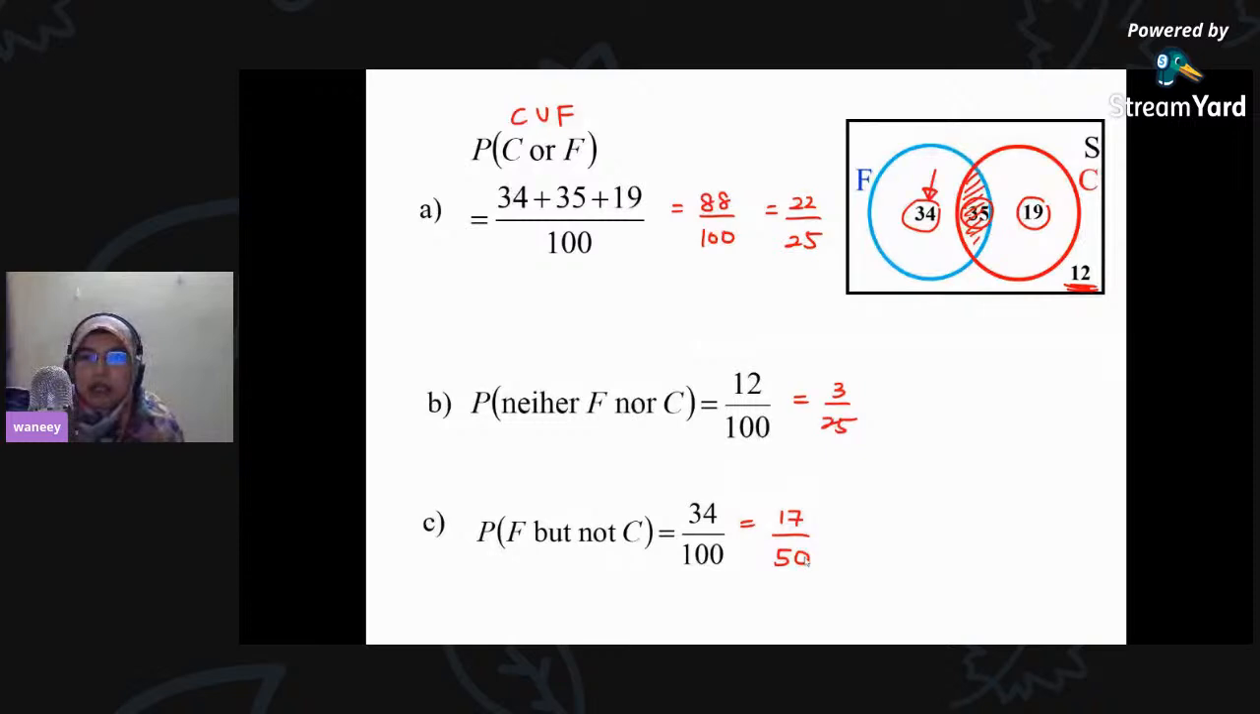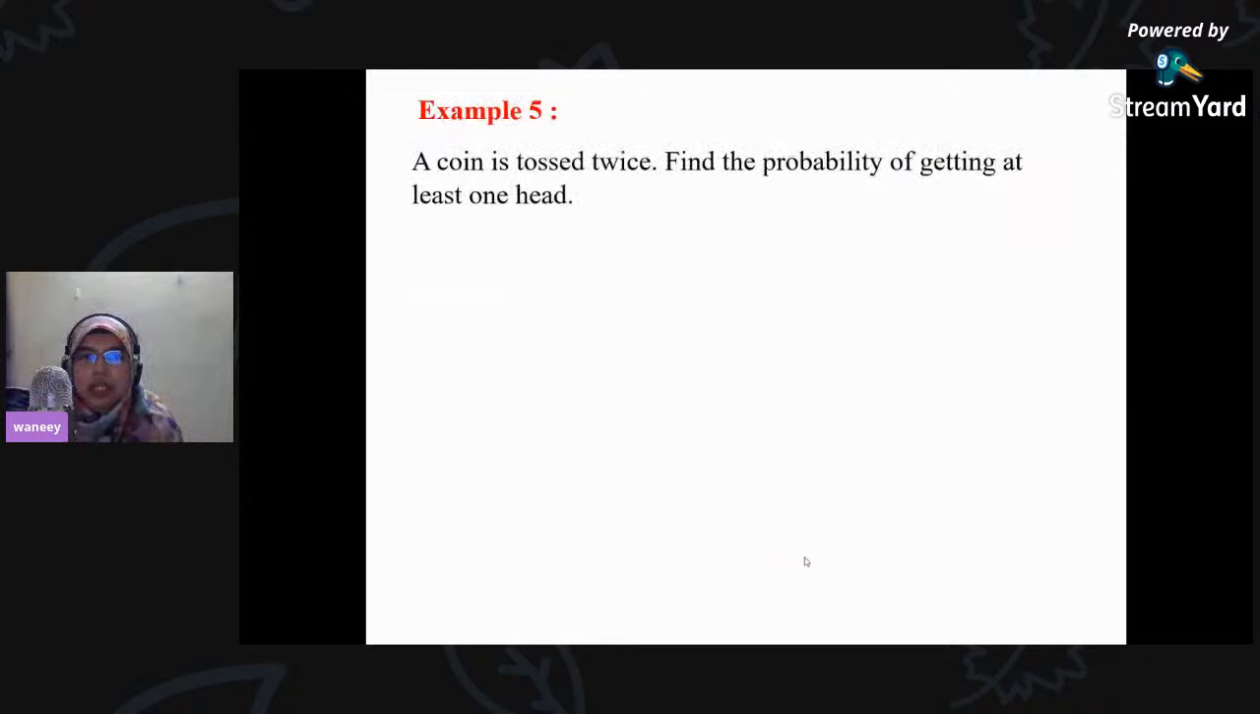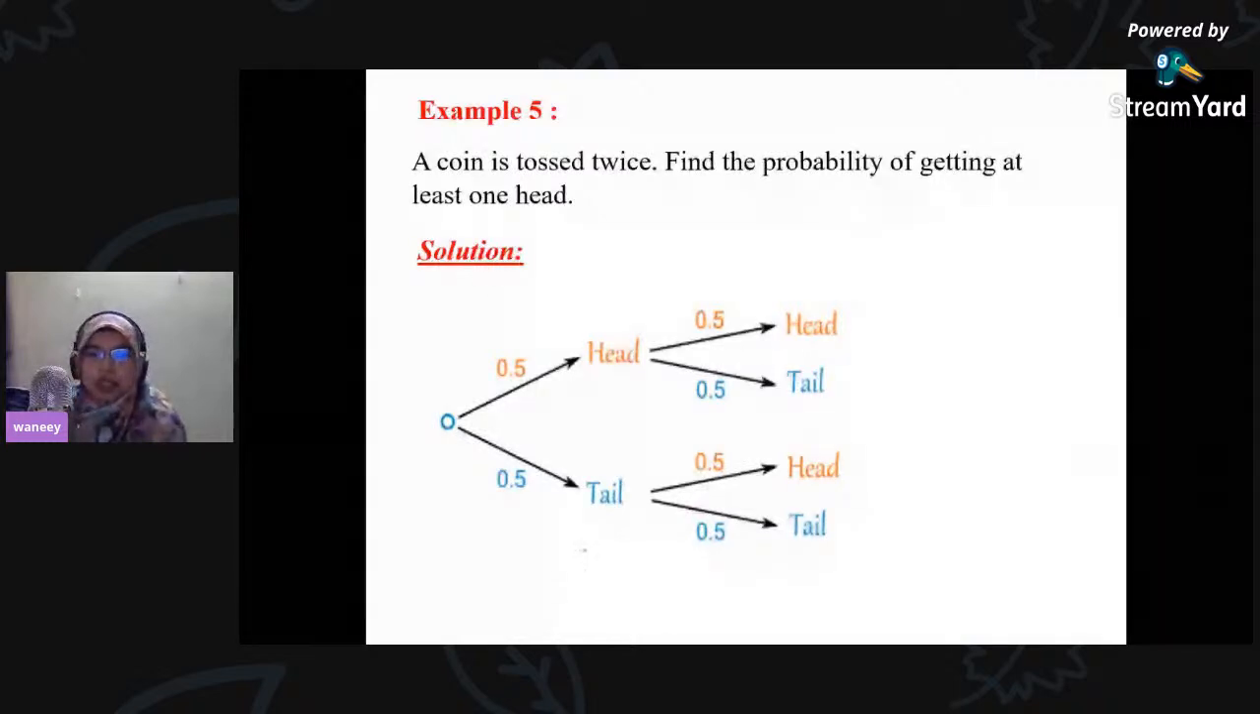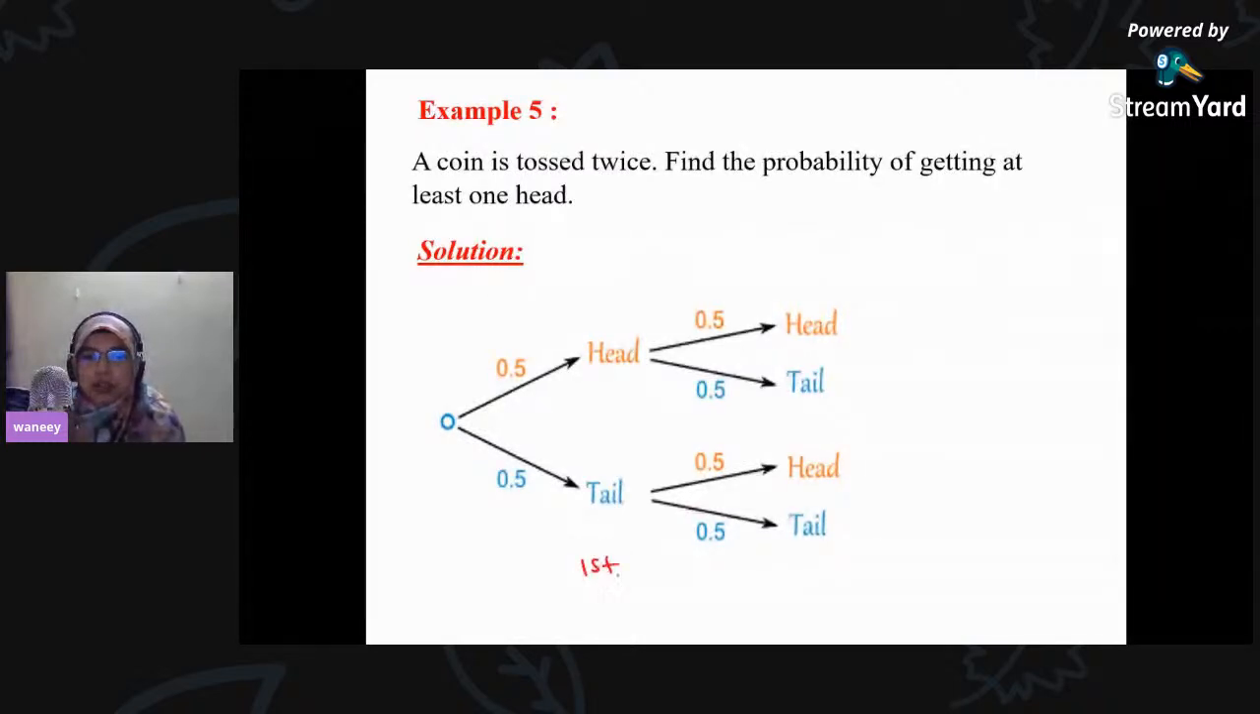Okay, next. Okay, so now example 5. A coin is tossed twice. Find the probability of getting at least one head. Okay, so this is normally what I do. I'm using a tree diagram for them because after the first event, I have another event. So this is the first toss. So this is the second toss.